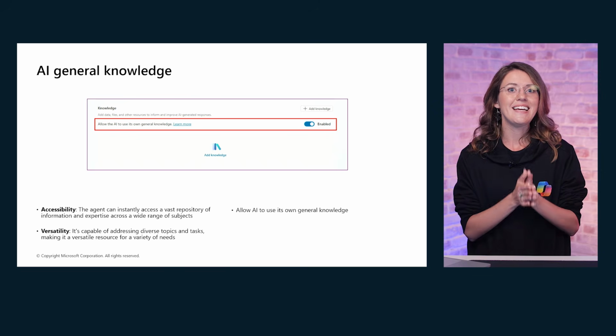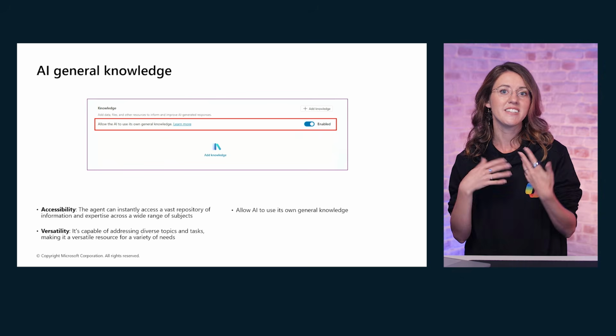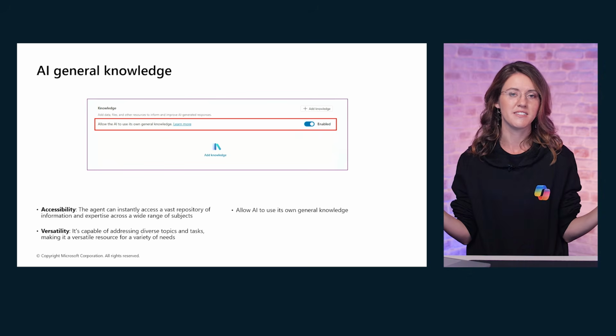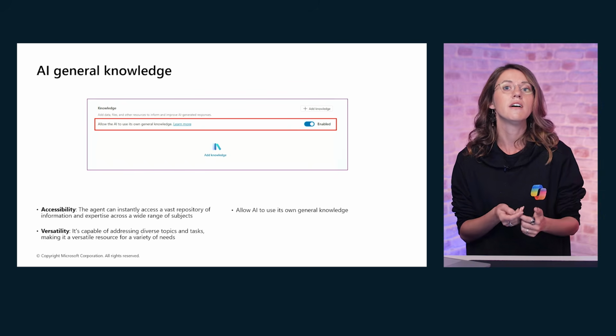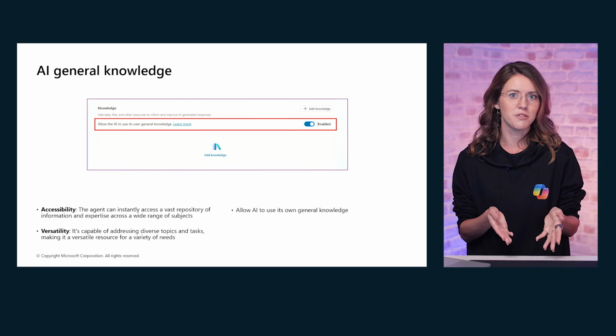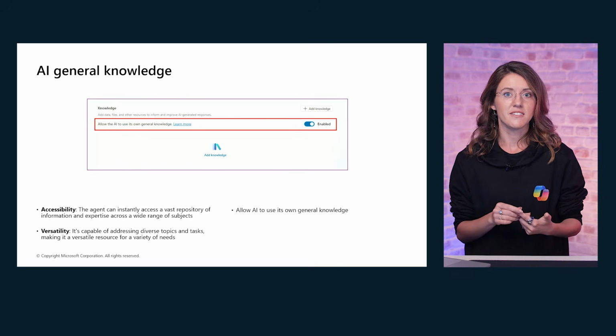Your agent can instantly tap into a vast repository of information and expertise across countless subjects. This means it can provide helpful, accurate answers without needing you to build every topic from scratch. Now let's talk about versatility.